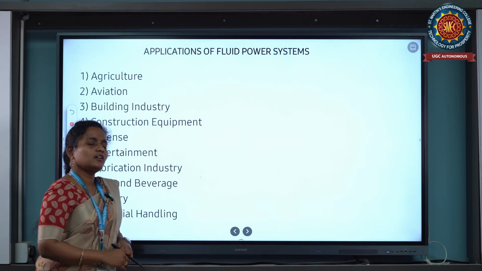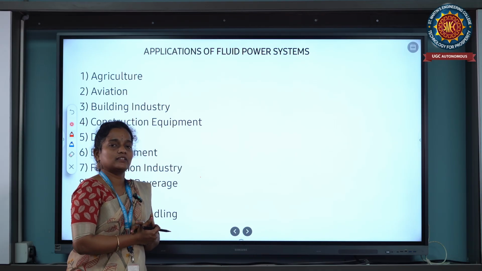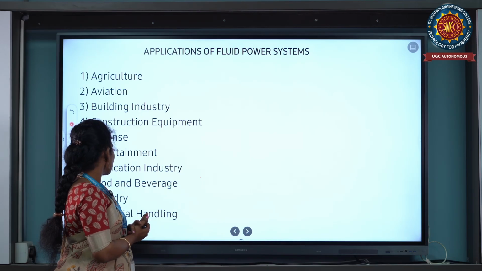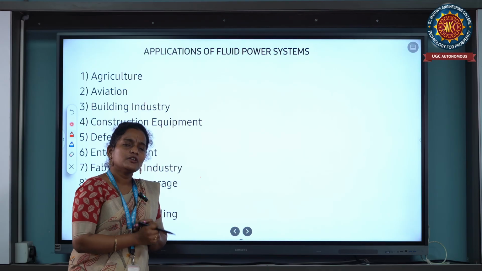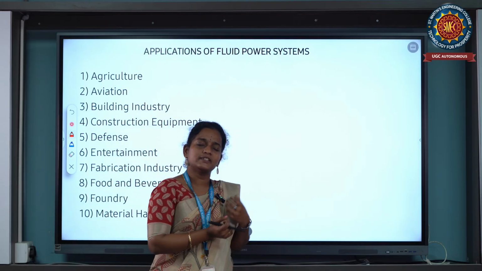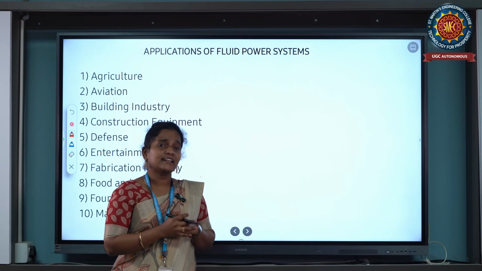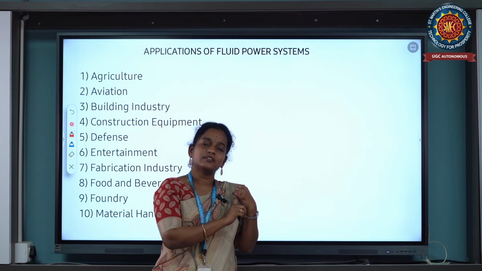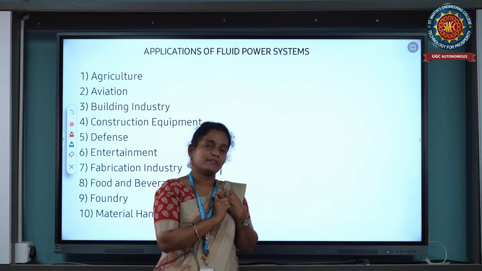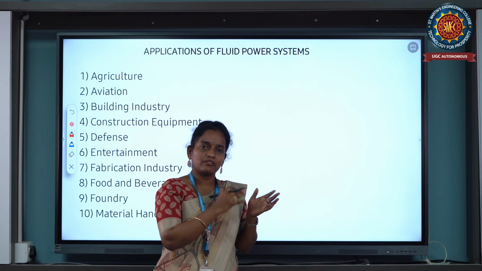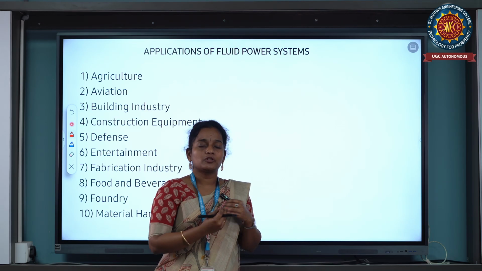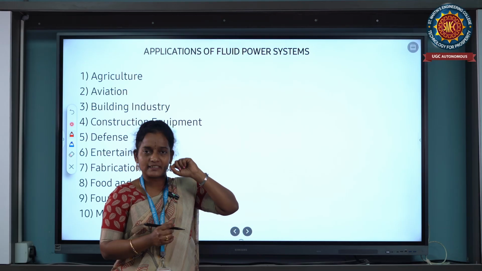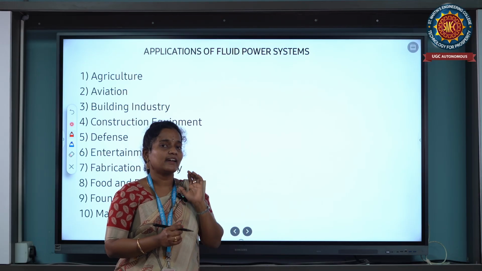Generally, these types of power systems are used in agriculture, aviation, the building industry, construction equipment, defense, fabrication, food, foundry, and material handling. Based on our requirement, we have to use this type of fluid power system. It consists of two power systems, right? One is the hydraulic system and the second one is the pneumatic system. Based on our requirement, we have to choose the type of working fluid. If the working fluid is liquid, you directly enter the hydraulic system.